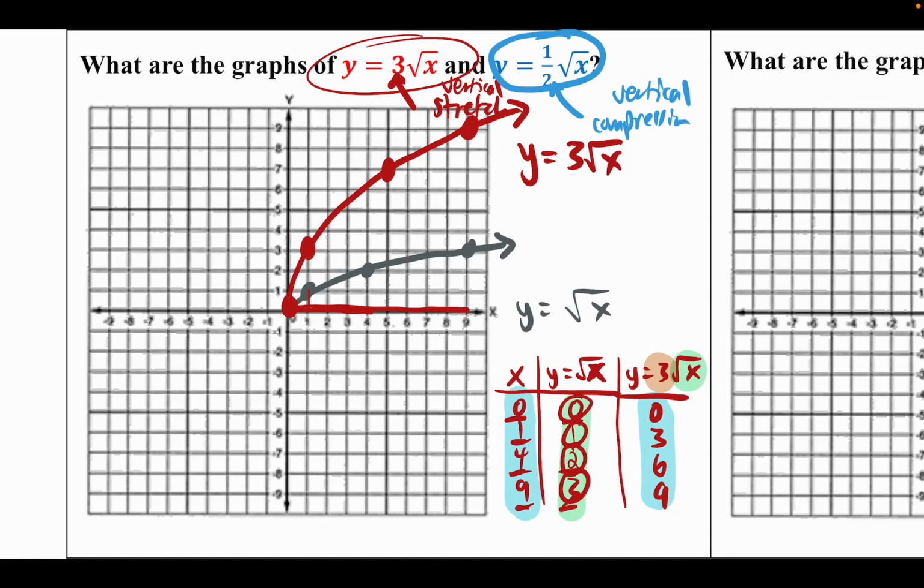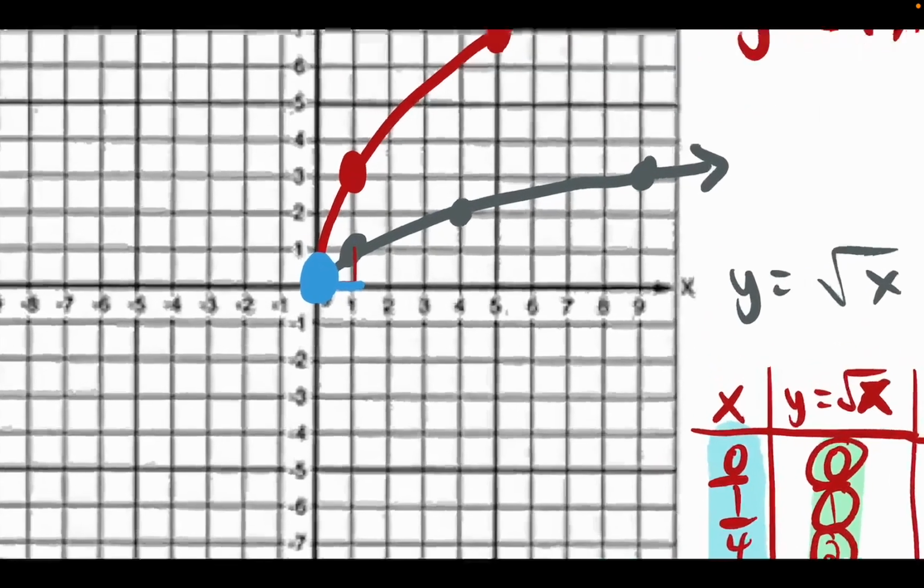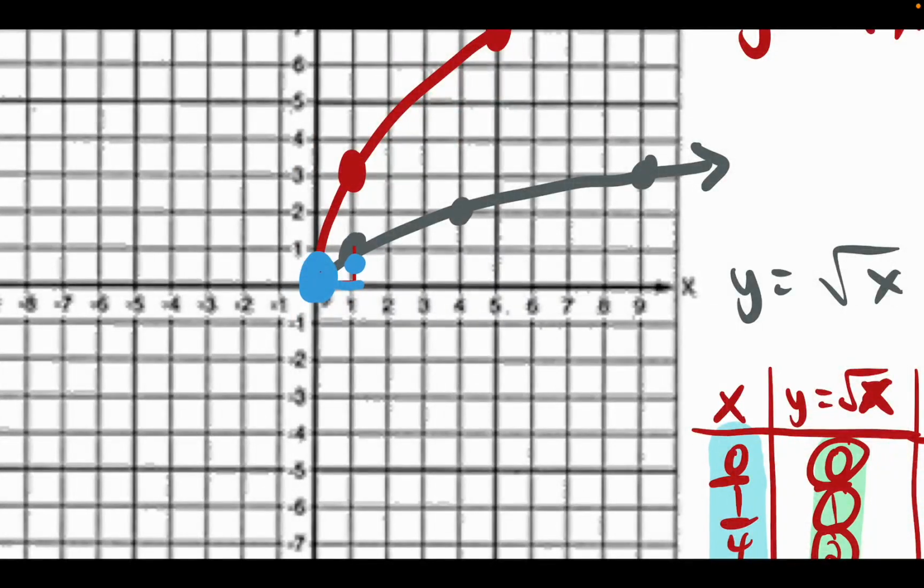I'm not going to make a table of values for this, but it's still going to start at 0, 0, so that's the endpoint of the graph. If you go over 1, normally you would go up 1, because that is the square root of 1, but since it's multiplied by 1/2, you're only going to go up 1/2 of 1. So you just go up 1/2, kind of halfway, right? And then if you go over 4, normally you would go up 2, but 1/2 of 2 is just going up 1, right? So we're going to have a point right there.